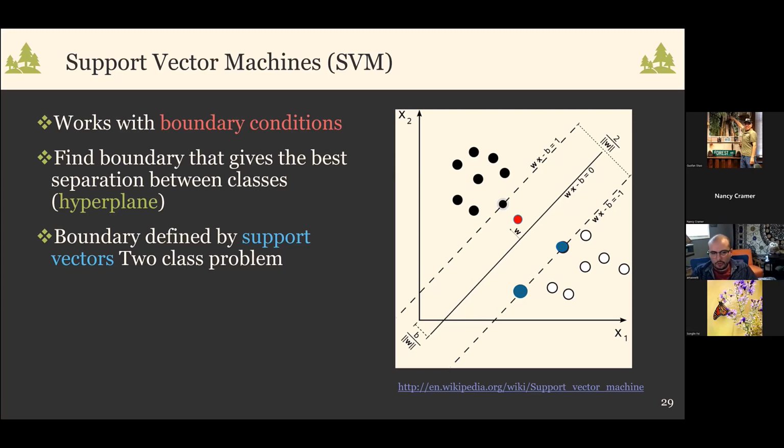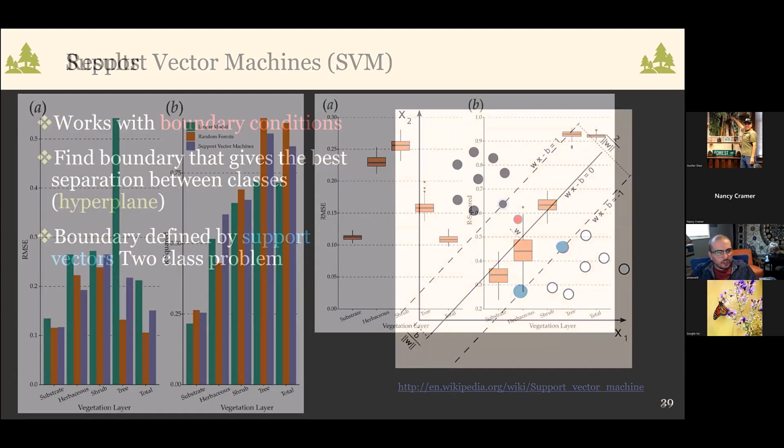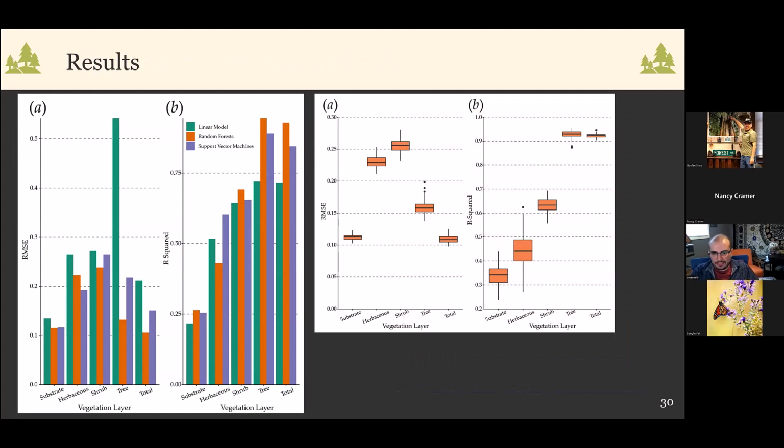Specifically, we implemented a radial basis function SVM, since the boundaries were nonlinear, so the data had to be extrapolated to a higher dimensional space to get a linear boundary or separation. Okay, so this is showing some of the results from that study.